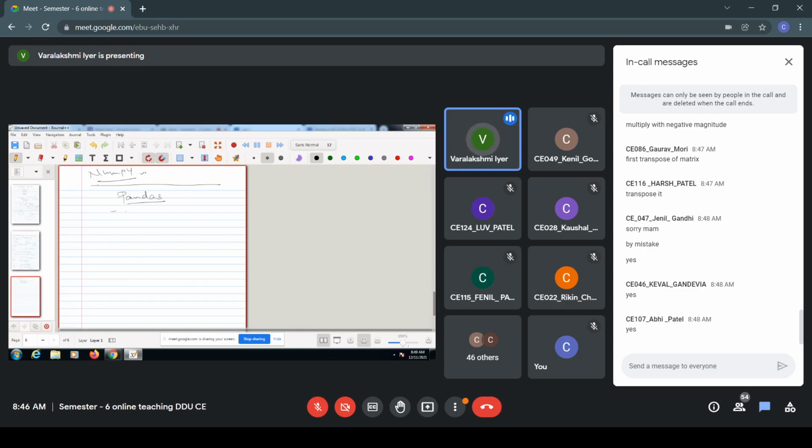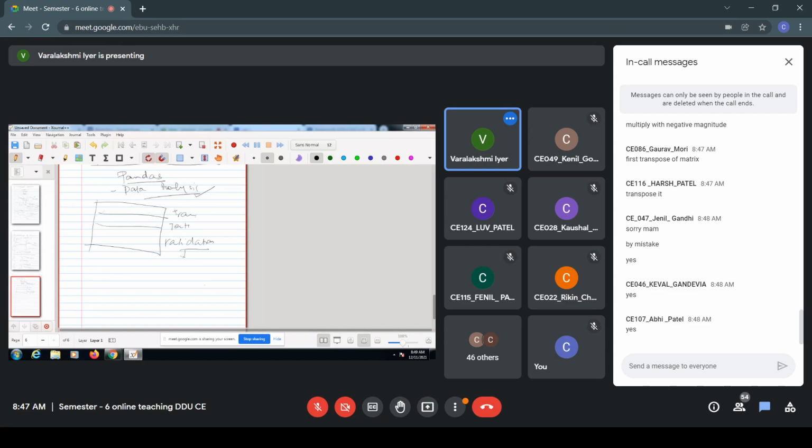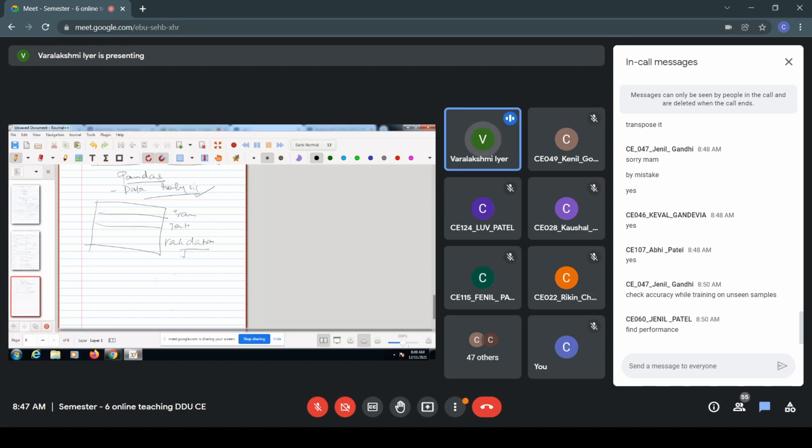Pandas is a library that we have in Python, and here we'll be using it mainly for data analysis purposes. You want to analyze the data that you have. We already discussed in the lecture that your data will be divided into three parts: training data, testing data, and validation data. So what was the purpose of validation data? Yes, exactly. You want to check the performance of the model, right? That's why you will be using the validation data.